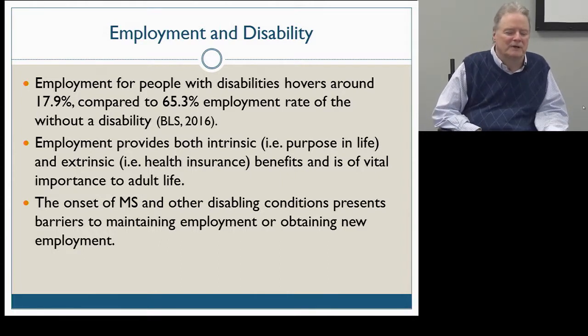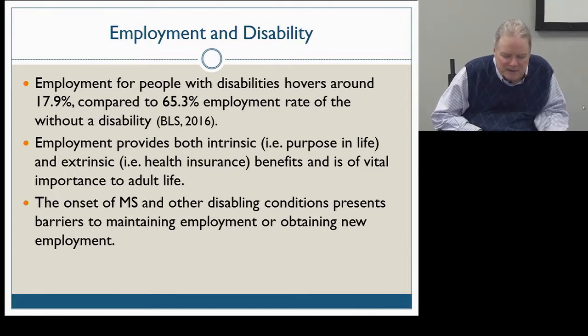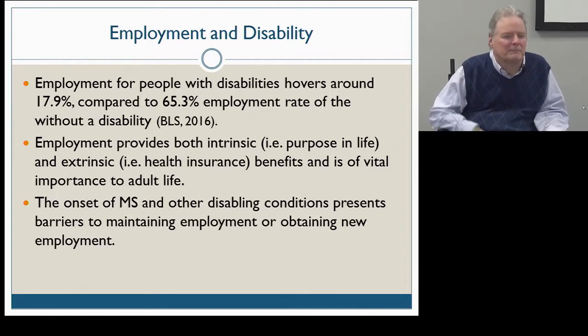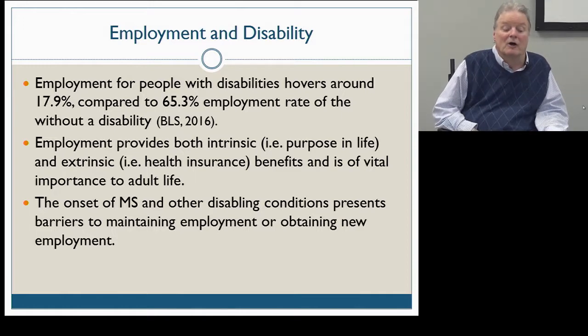Employment brings intrinsic rewards. It gives us purpose in life, gives us a very meaningful way of spending our time, doing things. Feelings of accomplishment are all part of being employed. And it also provides the extrinsic benefits that we all know we need. We need salary, we need benefits, we need insurance, and employment does that. And so MS and other disabling conditions present a significant barrier to employment and obtaining new employment.